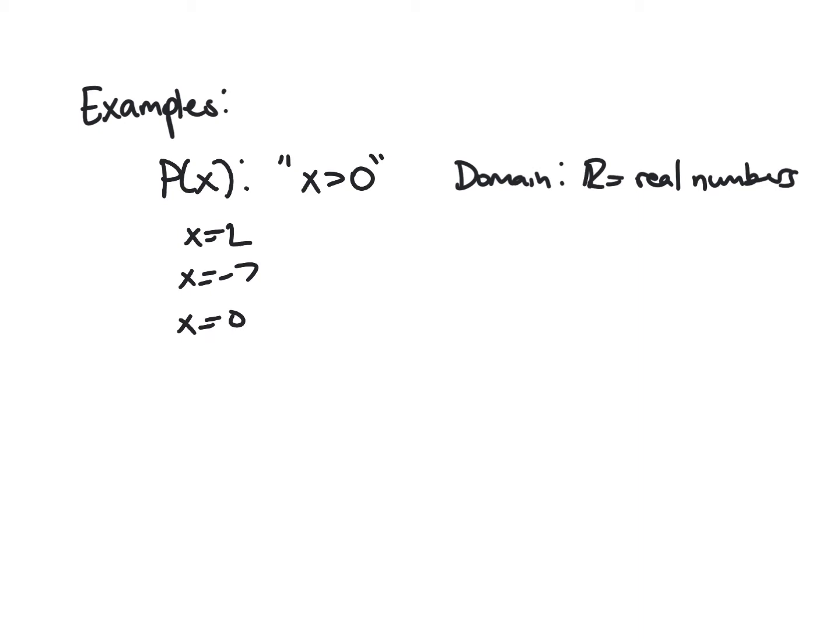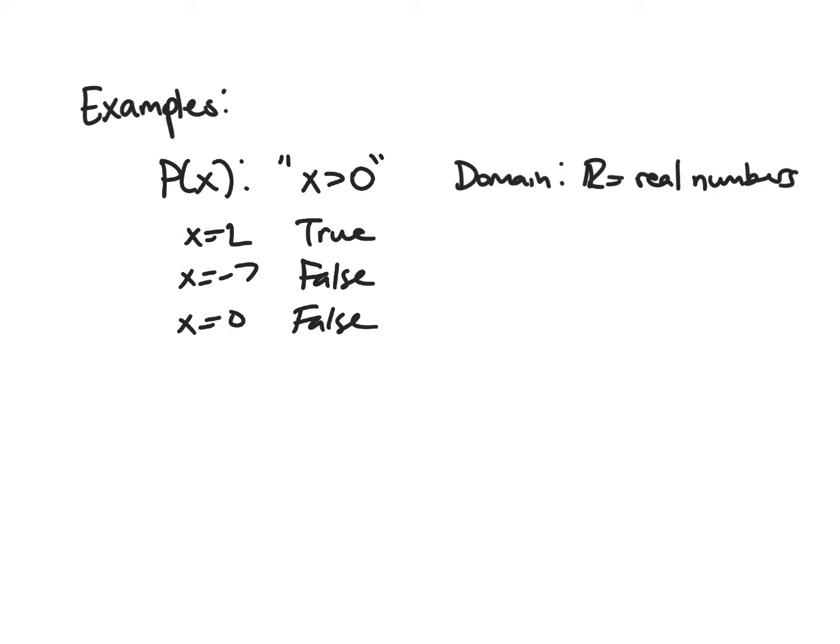So 2, -7, and 0. If I plug in 2 here, it says 2 is greater than 0. Well, that's true. -7, that's not greater than 0, so that's false. And 0 is also not greater than 0, right? It's equal to 0, so this would be false.